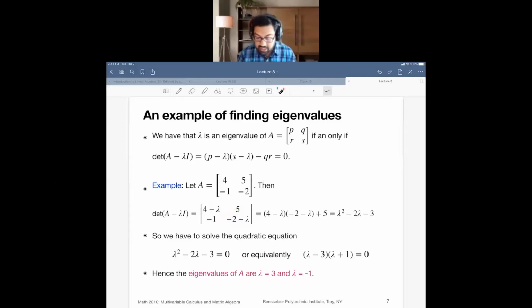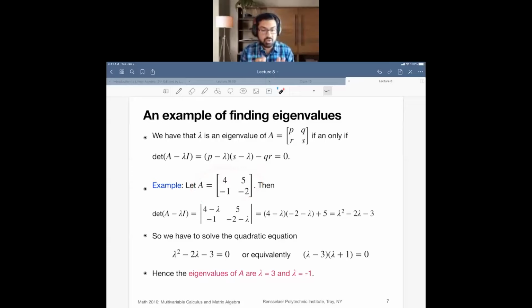That gives you a quadratic in lambda. Solve it. When you solve this quadratic, you are going to get the roots to be 3 and negative 1. So you get two eigenvalues in this case. These are distinct real roots. So given a matrix, that is how you would calculate the eigenvalues.